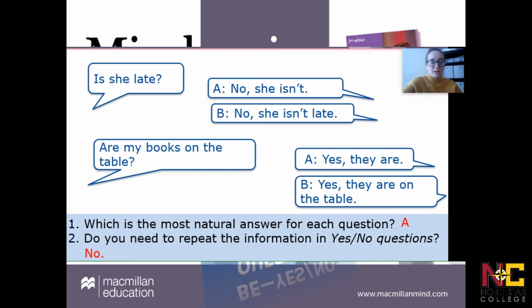Are my books on the table? Yes, or yes, they are. You don't need to say, yes, they are on the table. Again, because we already understand that there's a table, there are books, we don't need to go into so much detail. We don't need to repeat the information.